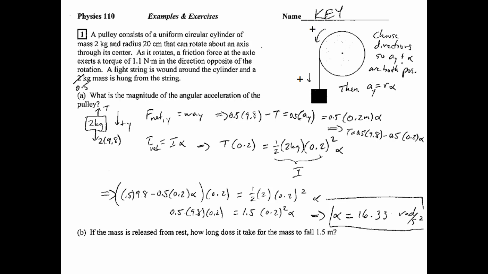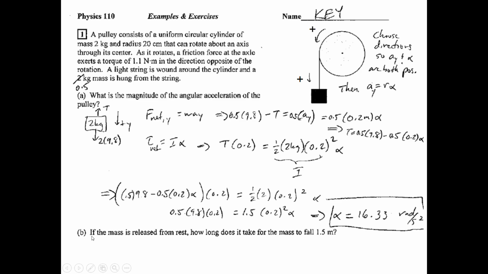Okay, we got our result from last time having to do with a falling mass that is attached to a cord that's wrapped around a massive pulley that has friction at the pin. And from the details we got there, we found that the angular acceleration of the pulley was 16.33 radians per second squared. And now we want to answer the next parts of the question.